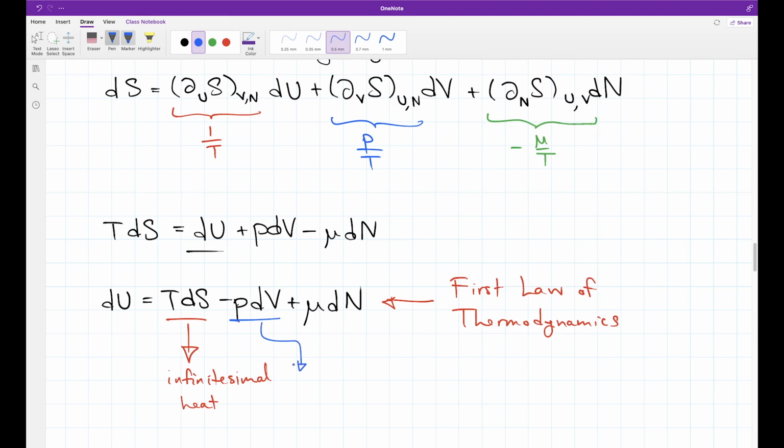This is called the infinitesimal work form, and we'll be more specific even. We'll call it the V work form. And then similarly, this would be the infinitesimal N work form.